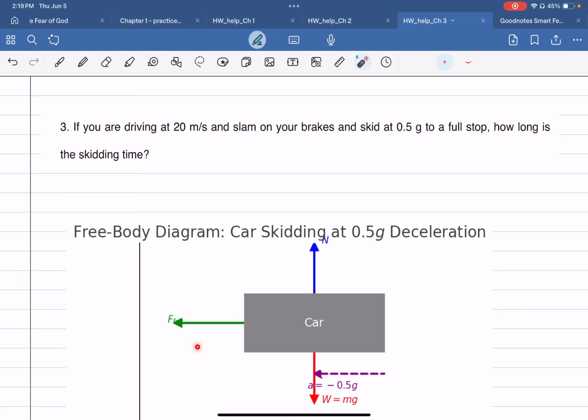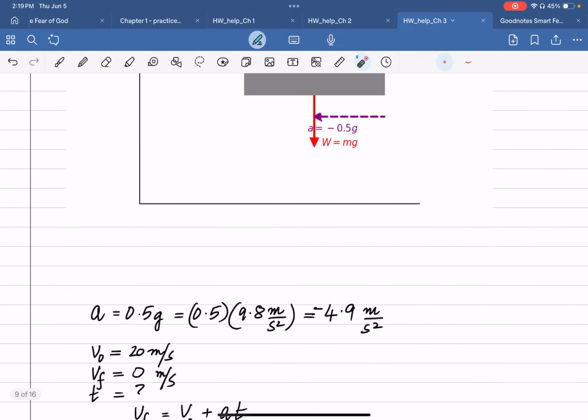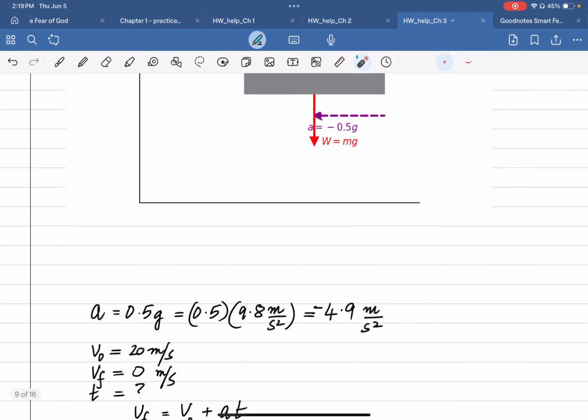So the force of friction is the only force, so that's the net force. The idea is to use kinematics first. A is 0.5 g, I already told you that. The reason I'm putting negative, important, is to realize that the car is slowing down. When you step on the gas, the car speeds up, but when you step on the brake, it slows down. So whenever any object slows down, its acceleration must be taken as negative.